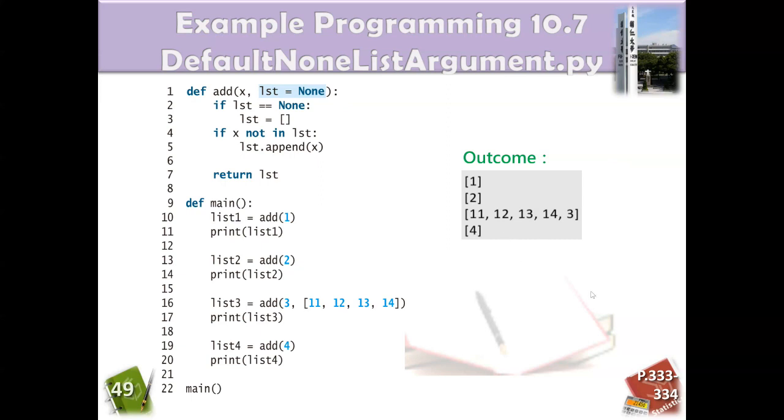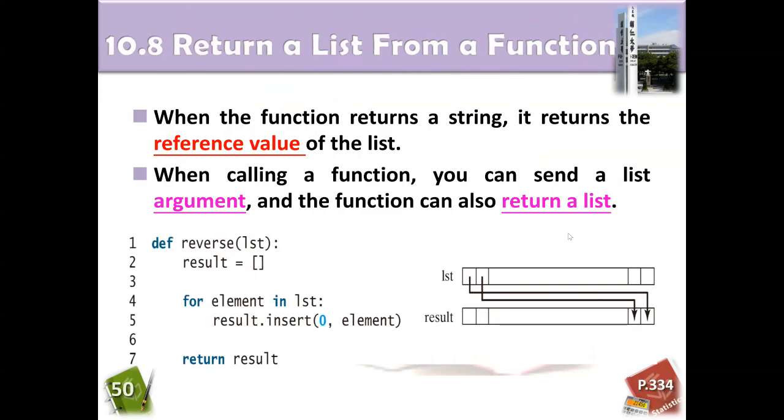So it's practice, and then we will really do some practice. This is returning a list from a function, as in your textbook page 334. When a function returns a list, it returns the reference value of the list. So when calling a function, you can send a list as an argument, and the function can return a list. So today we'll try to do this.